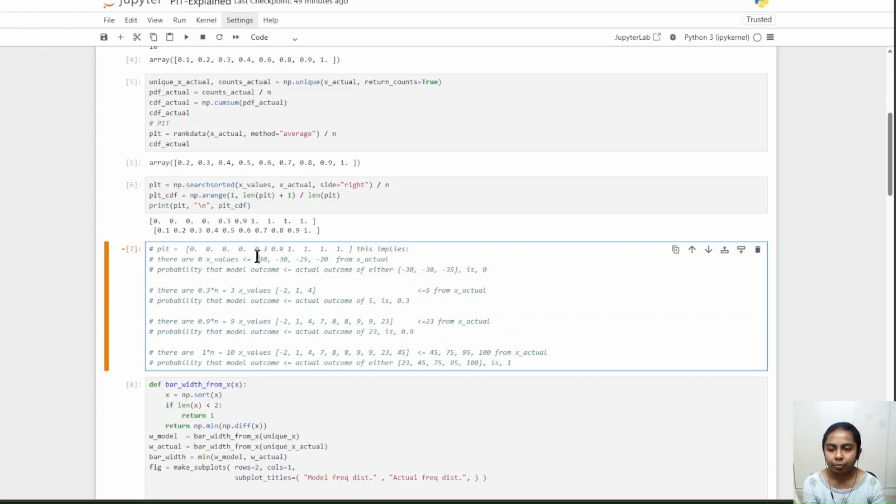So because there are 0 x values that are less than these values, we put the probability as 0. The probability that the model outcome is less than the actual outcome for all of these numbers is 0.